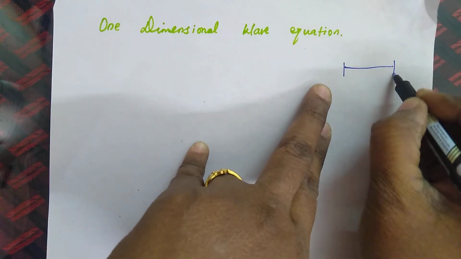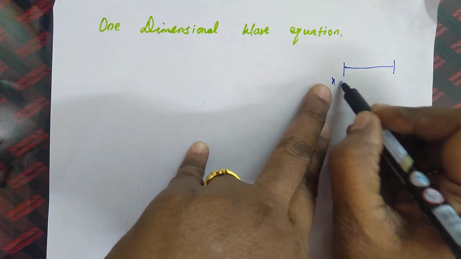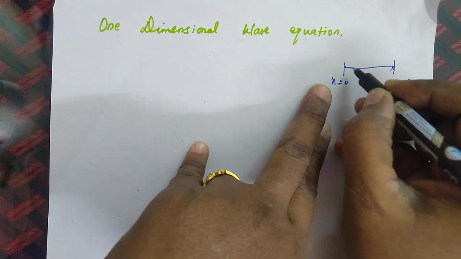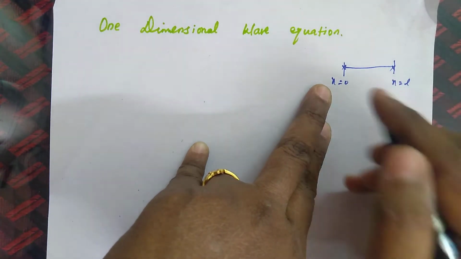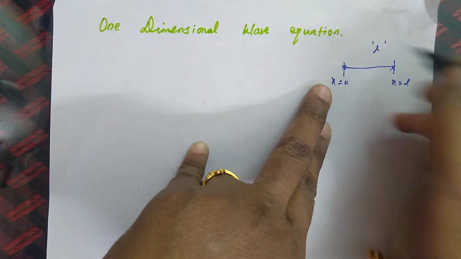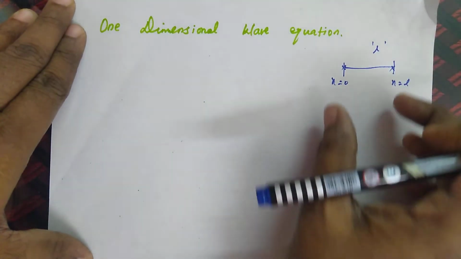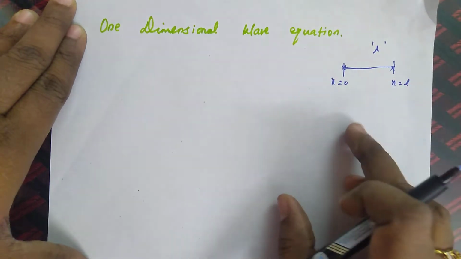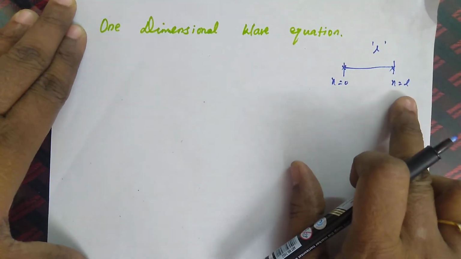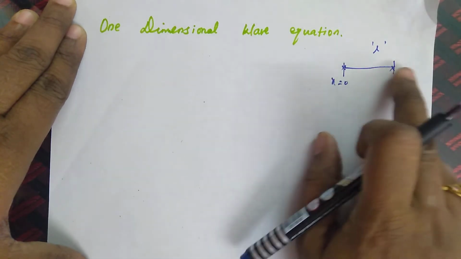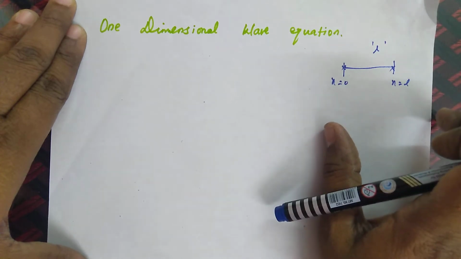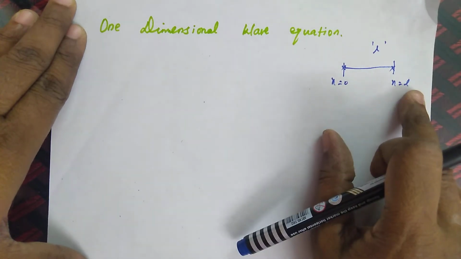So consider a string. At this point, we will take x is equal to 0, and this is the other endpoint. So both the points are endpoints, and the length of the string is L. We are considering a string which is stretched at both endpoints. This point is x is equal to 0 and this is x is equal to L. Both the points are fixed endpoints. Therefore, the length of the string is L.